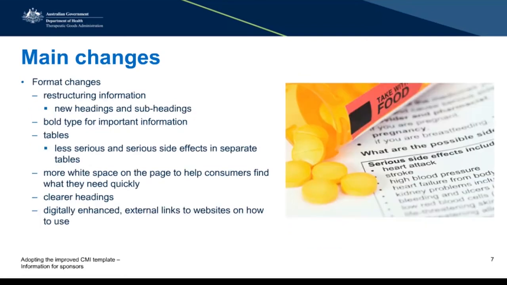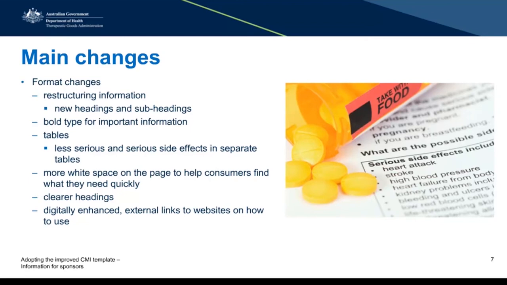The third main change are your formatting changes. So the first thing that you'll notice with the CMI is that there's a lot more white space to make it a little bit more visually appealing to consumers. The information has been restructured, and there's use of headings as well as subheadings. You'll also notice that the headings have a black shading with white text to clearly pull out which are your main headings. There's use of bold, which was also within the current CMI, but now we're trying to just focus it more on the important things to look at.